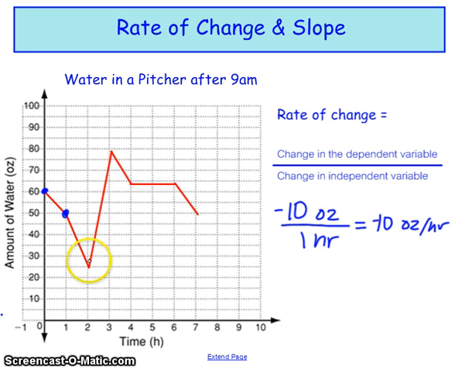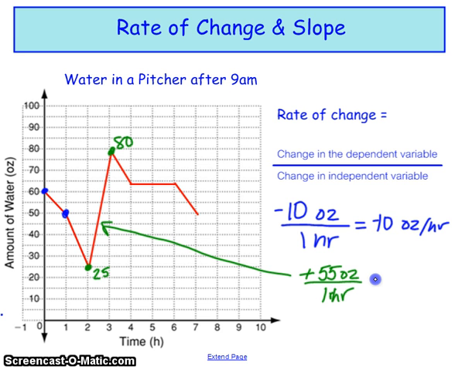However, if we looked at a different hour, maybe the hour from 2 to 3, we would see that the water in the pitcher went from 25 right here all the way up to 80 right here. So in that green hour, we would say that the rate of change was positive 55 ounces over 1 hour. So this rate of change was, instead of down 10 ounces in an hour, we're going up 55 ounces in an hour. So a very different rate of change.